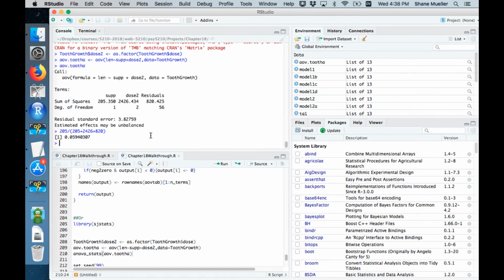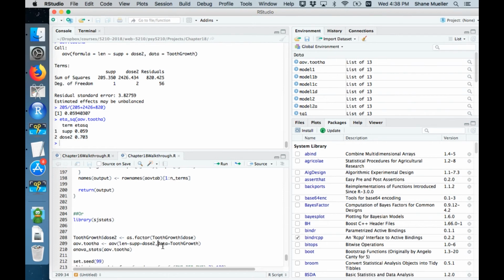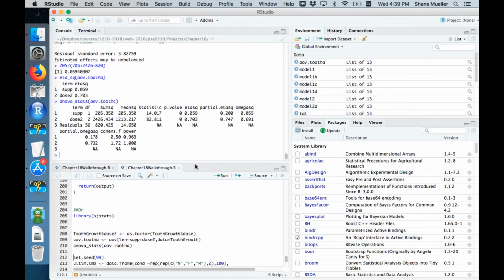So that tells us supplement really accounts for about 6% of the variance. But in sjstats, I could do eta squared of this model, aov2, and it gives me the same number here. But it does it for all of them. It tells me dose actually accounts for 70% of the variance. And if you compute anova_stats, it gives me this whole table. It computes a lot of things, the sum squared and the mean squared and p-values and statistics of the F table.